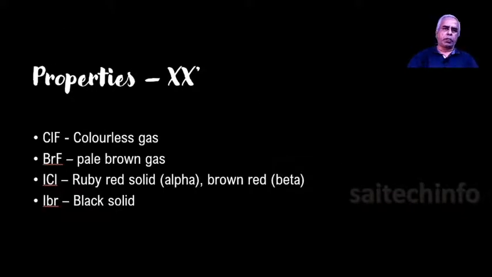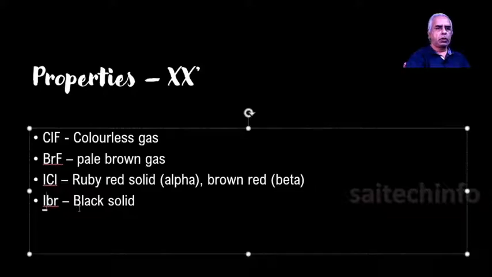Then the properties of interhalogen compounds. Mainly, ClF is a colorless gas, then BrF is a pale brown gas. ICl, iodine monochloride, is a ruby red solid. The alpha form is ruby red, but the beta form is brown red. IBr is a black solid, I capital B r.